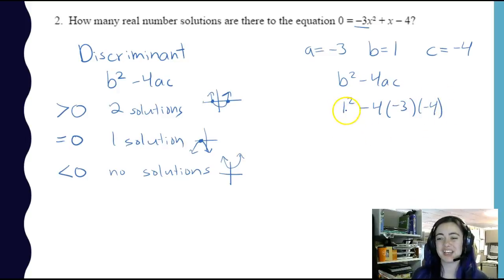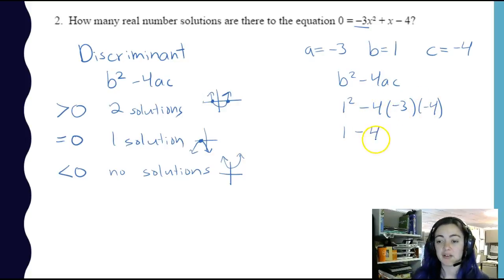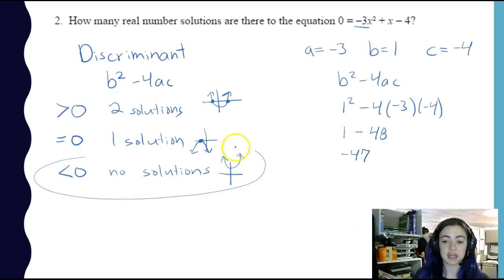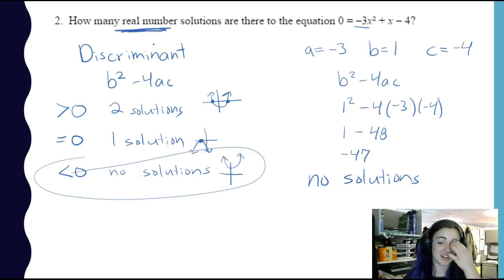When we simplify, 1 squared, 1 times 1 is 1. Negative 4 times negative 3 is positive 12. Positive 12 times negative 4 is negative 48. So we have 1 minus 48, which is negative 47. Since that is negative, it has no solutions. Remember, these are talking about the number of real solutions. So you'll figure out in a later class, it does have solutions, they're just not real numbers.